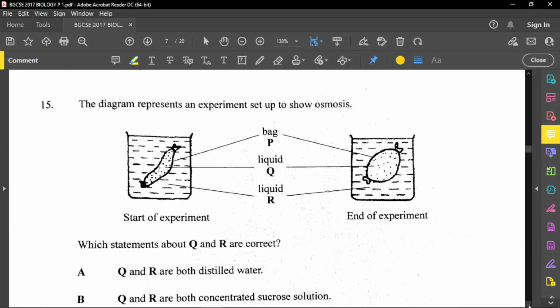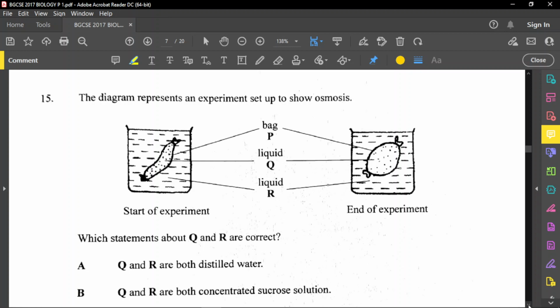Number 15 now. This one is also a frequent question. It's osmosis. The diagram represents an experiment set up to show osmosis. Notice here we have liquid Q and liquid R. We have a bag, which means there's a membrane. Starting from the experiment, you notice the bag is smaller. After the experiment, the bag is larger. For the bag to get larger, water must enter. H2O will enter the bag, so H2O is going from the beaker into the bag.